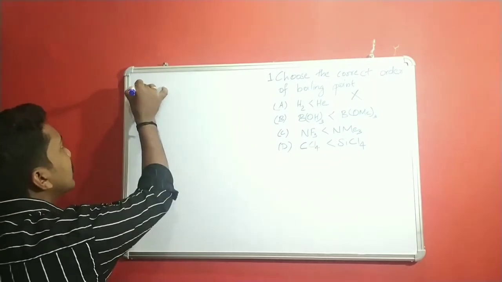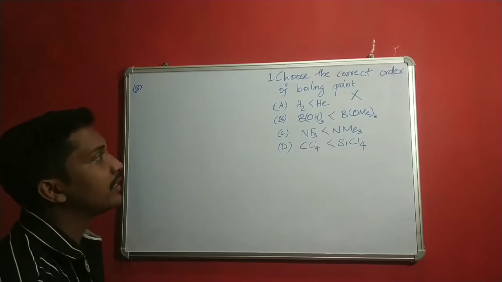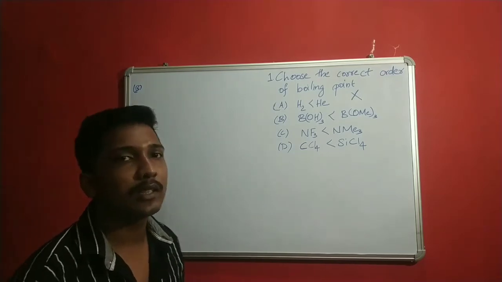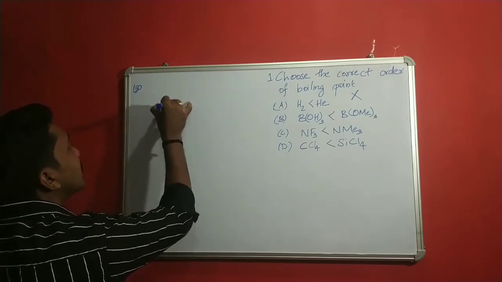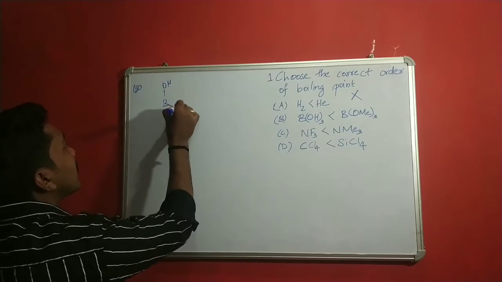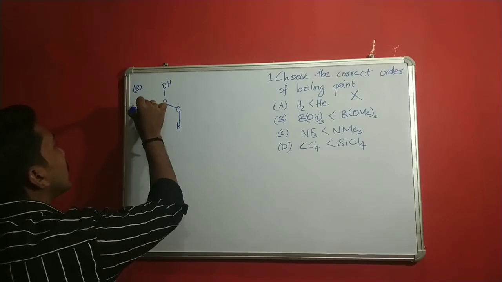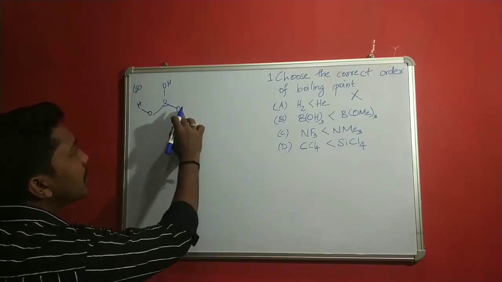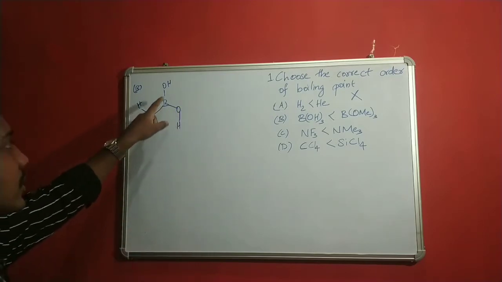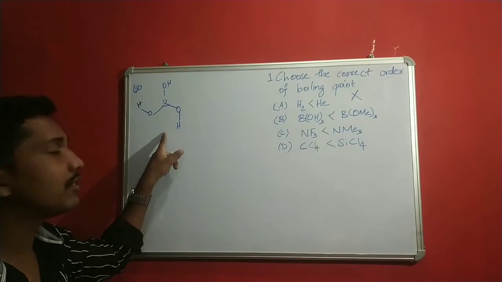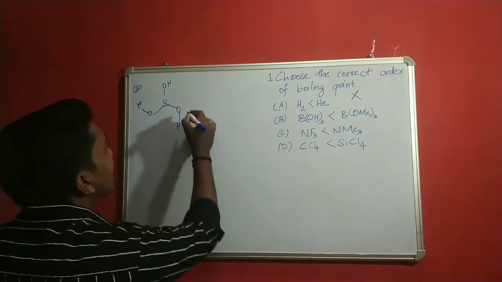Coming to the second option, where we have B(OH)3 and B(OMe)3. Let us write the structure of B(OH)3. What is B(OH)3? Nothing but boric acid. I am writing the OH group like this. So there we have three OH groups. In this case, we can expect hydrogen bonding between the molecules. So how will it be?